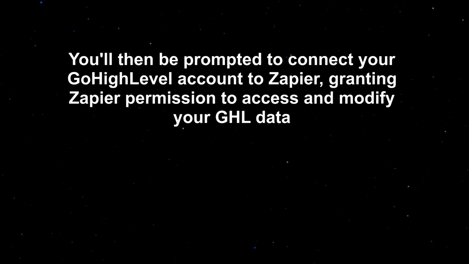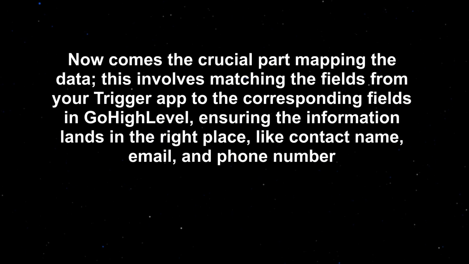You'll then be prompted to connect your GoHighLevel account to Zapier, granting Zapier permission to access and modify your GHL data. Now comes the crucial part: mapping the data. This involves matching the fields from your trigger app to the corresponding fields in GoHighLevel, ensuring the information lands in the right place, like contact name, email, and phone number.